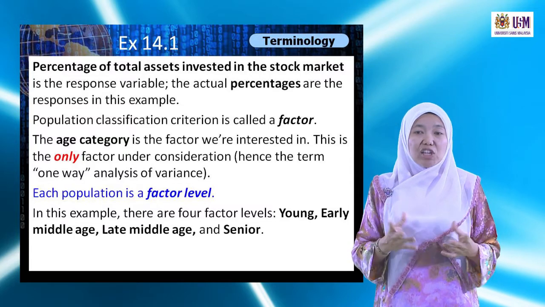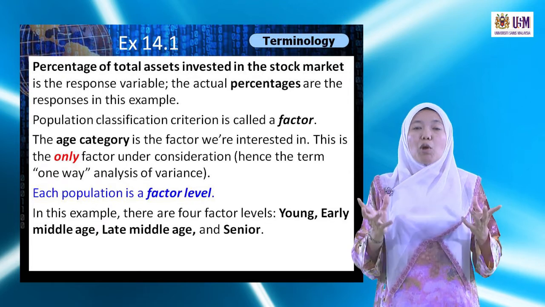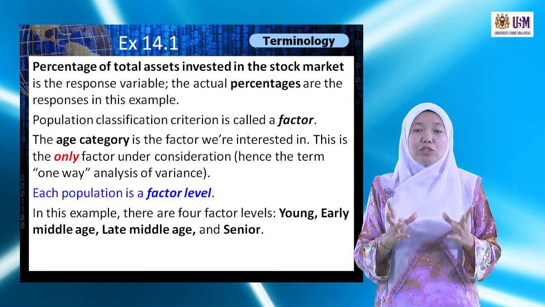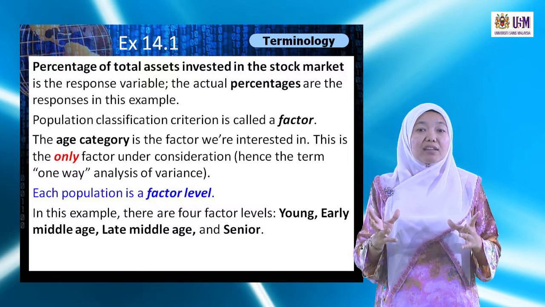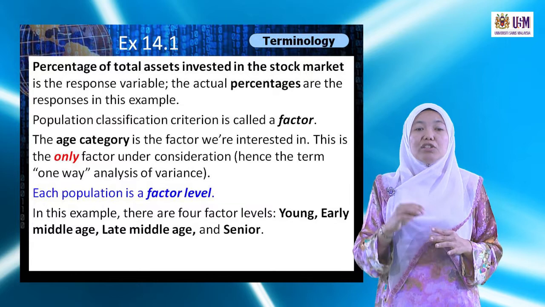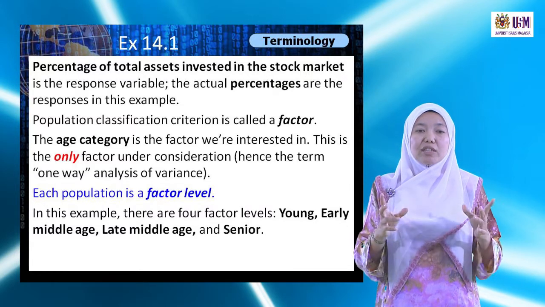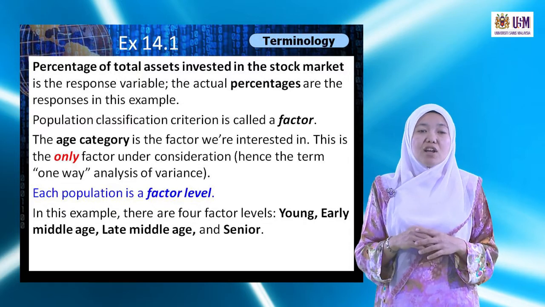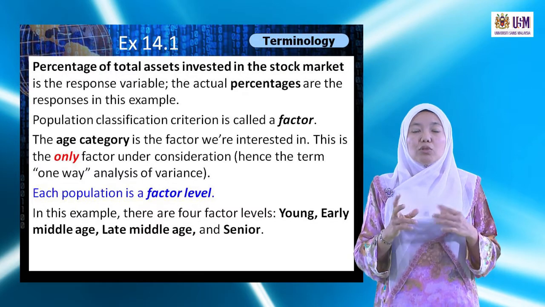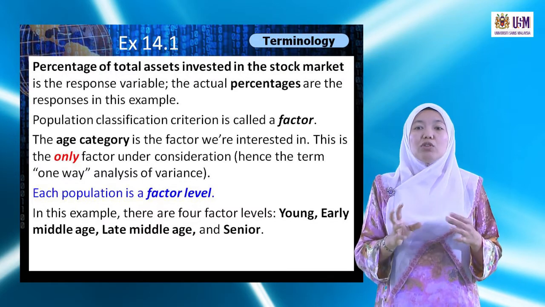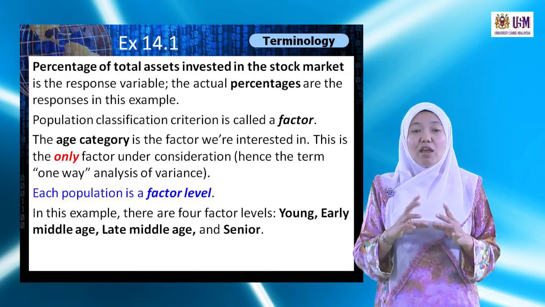While the actual percentages are the response in this particular example, the population classification criterion is what we call a factor. So the age category is the factor that we are interested in. This is the only factor under consideration. We do not have other variables, for example, gender or locality, whether it's rural states or urban states. What we have is just age group. Hence the term one-way ANOVA, or one-way analysis of variance.